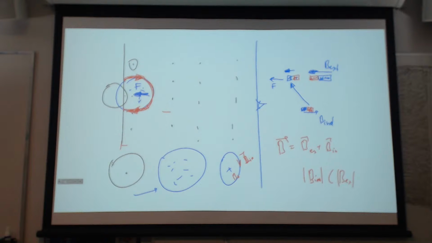Okay. Yes. Does it matter what's doing the movement, whether it's the coil or the magnet?